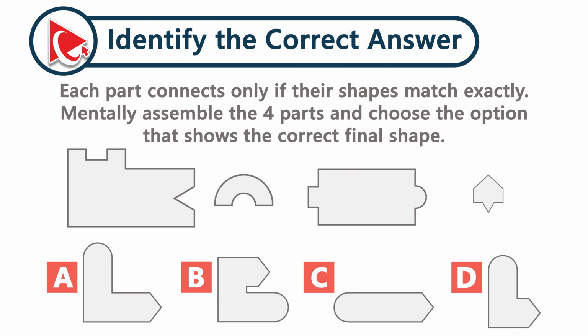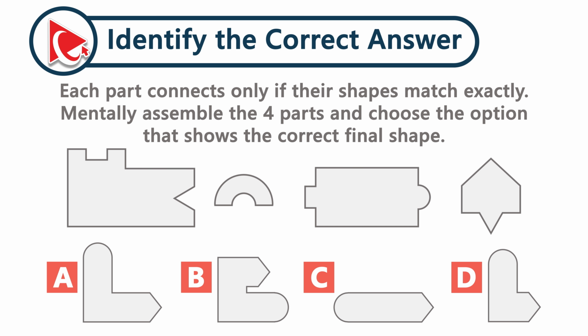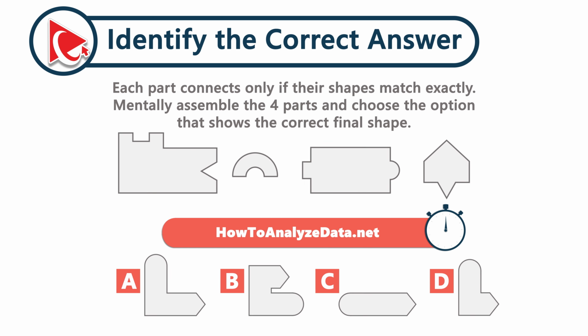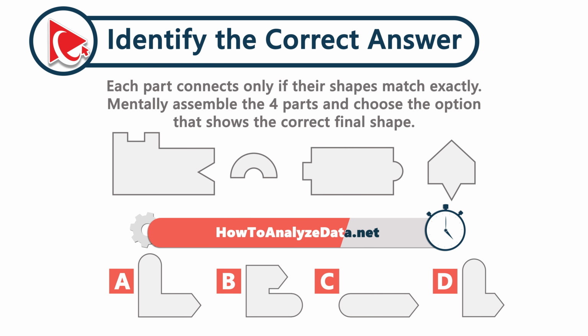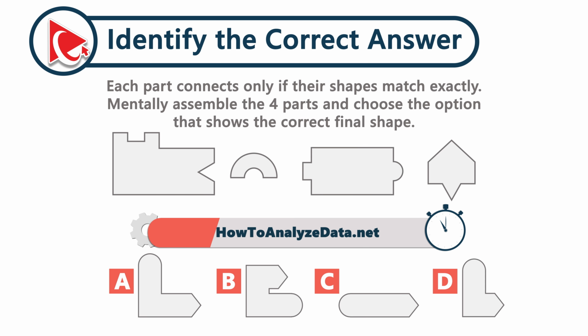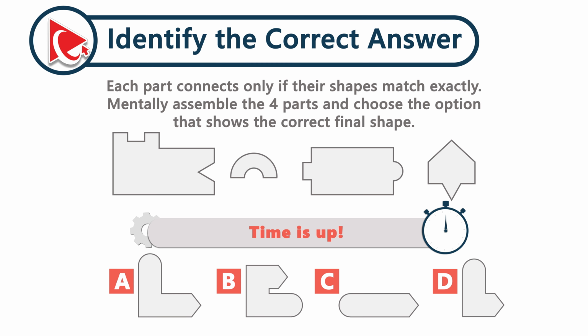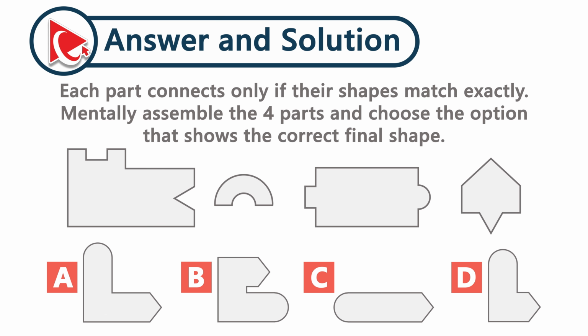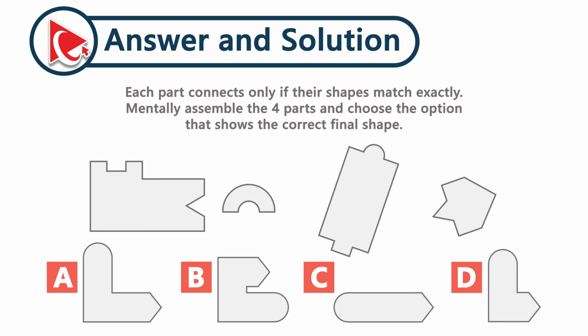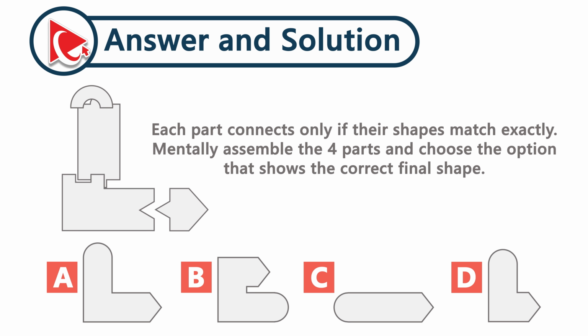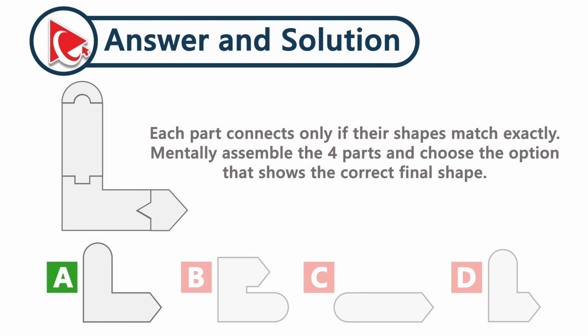Each one of 4 parts connects only if their shapes match exactly. Mentally assemble the 4 parts and choose the option that shows the correct final shape. Take a close look at all connector types. Do the zigzag cuts align? Does the semicircle match the socket? Can you mentally rotate the parts into place? Let me connect them all for you. The final answer here is choice A.